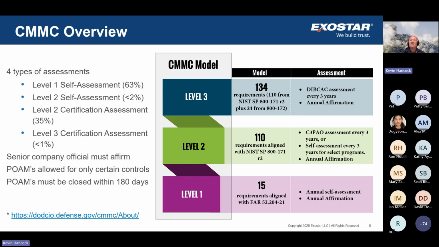If you're an organization at level 3, you have some additional requirements. In addition to those 110 requirements, there are an additional 24 from NIST 800-172. And again, that's going to be a 3-year assessment done by DIBCAC, not by a C3PAO organization. Regardless, if you do this, you're going to have to yearly affirm. So there's that annual affirmation that your organization continues to do these things.